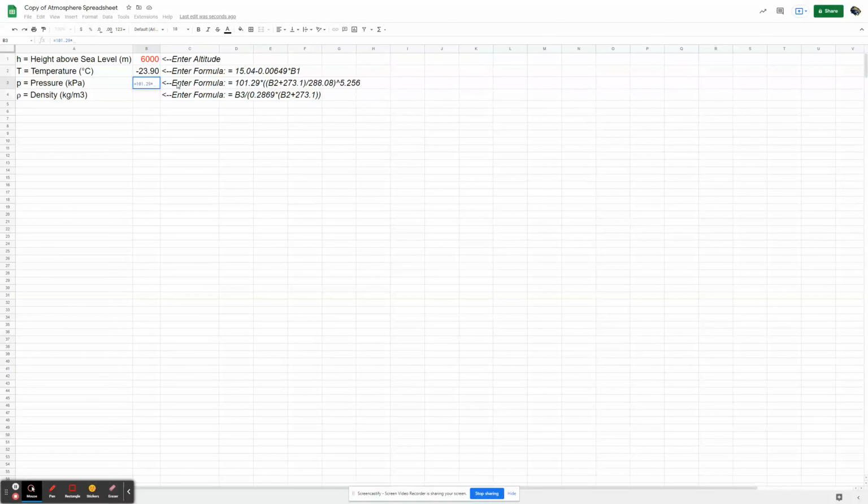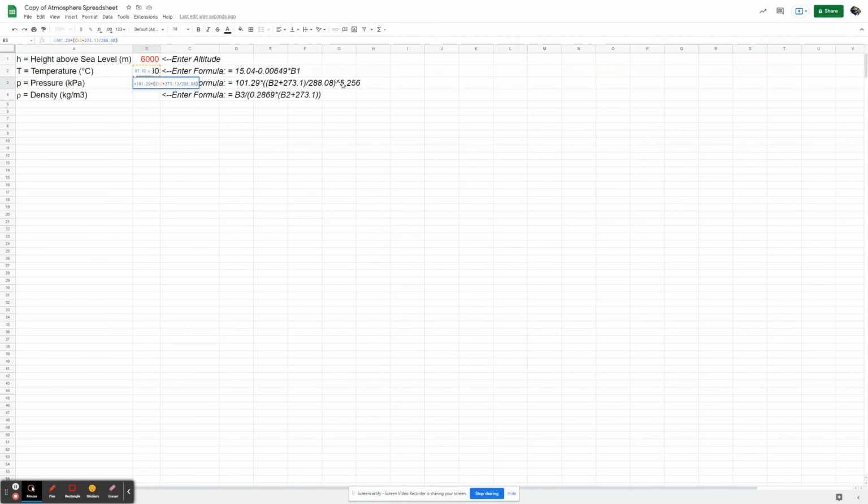101.29 star, 2 left parentheses, because we have a parenthesis inside a parenthesis. And then what it wants to use here is the temperature. The temperature is in cell B2, so we type B2 plus 273.1, right parenthesis, slash 288.08, right parenthesis.